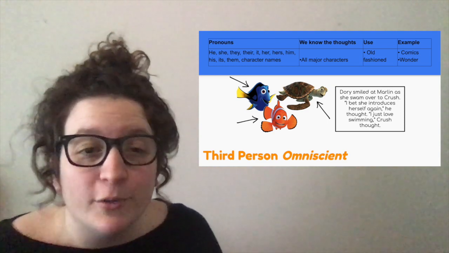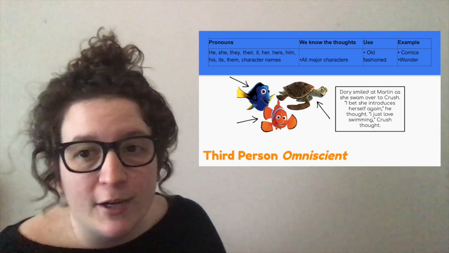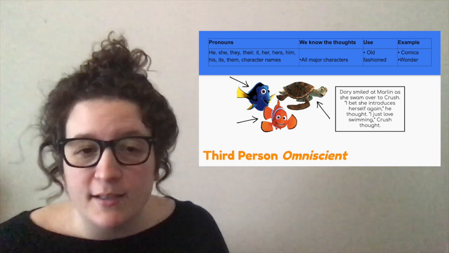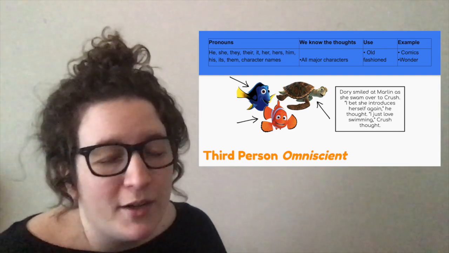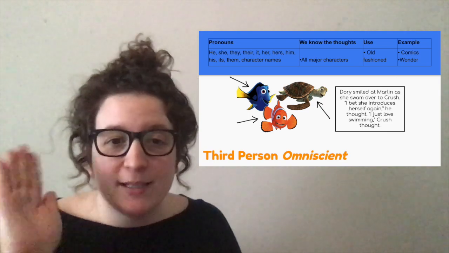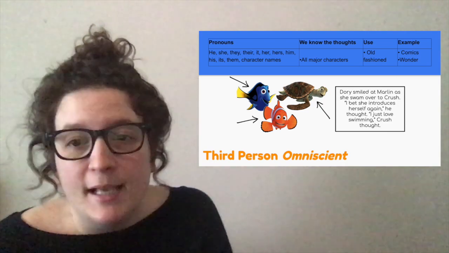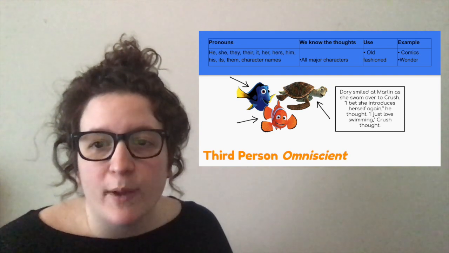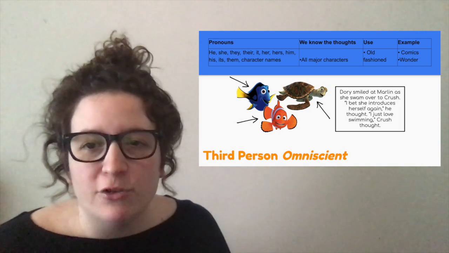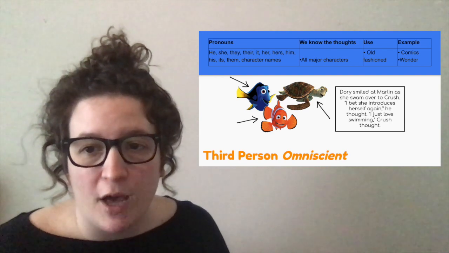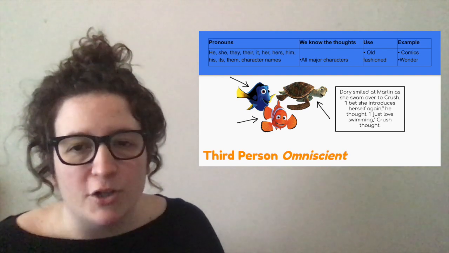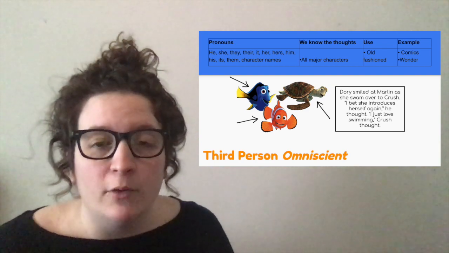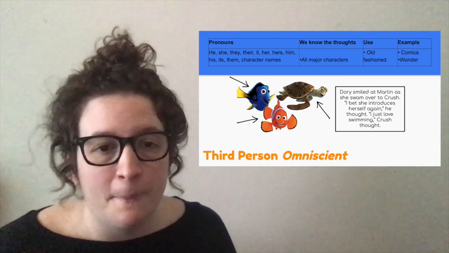This is a much older way of writing, it was more popular in older writing. But some examples would be like comics, where you know the thoughts of every single character. Wonder is kind of a version of this because each character writes their own chapter. So our example for this one says, Dory smiled at Marlin as she swam over to Crush. I bet she introduces herself again, he thought. I just love swimming, Crush thought. So you'll notice we get the thoughts of more than one character in that example. Okay, so that's how you know it's omniscient.